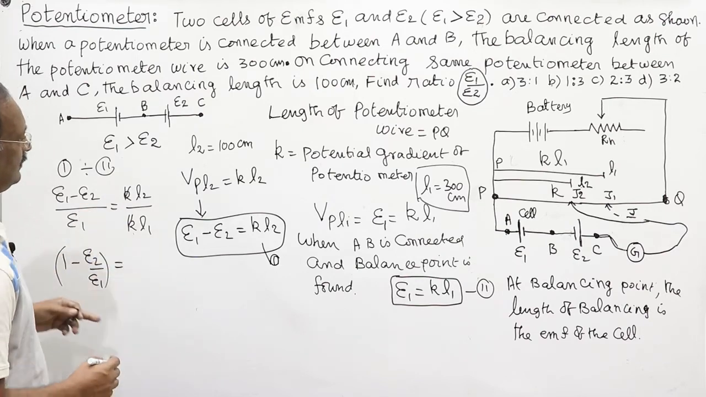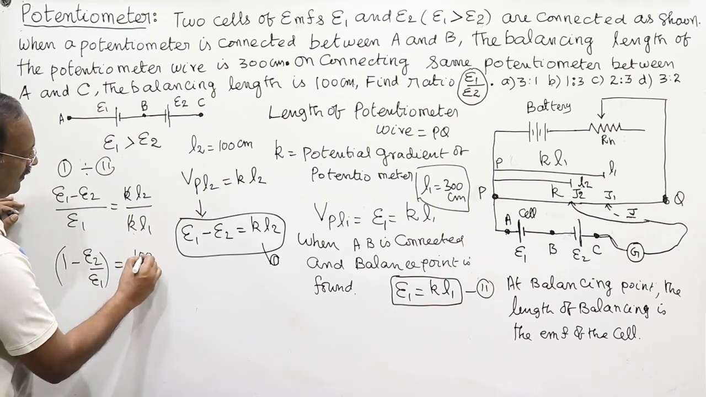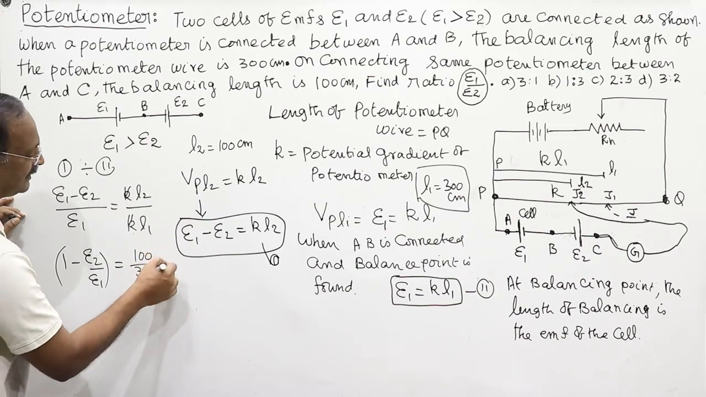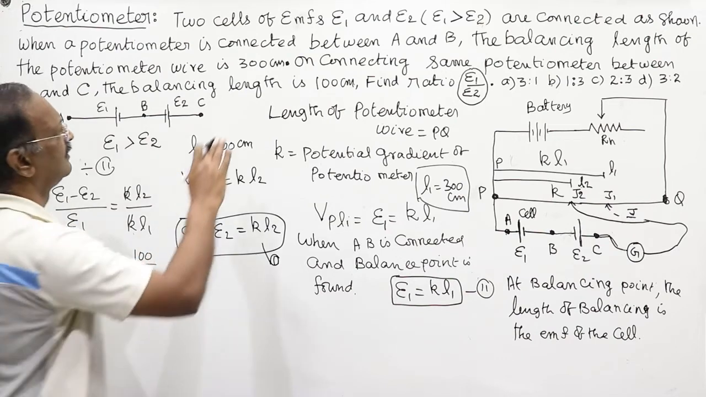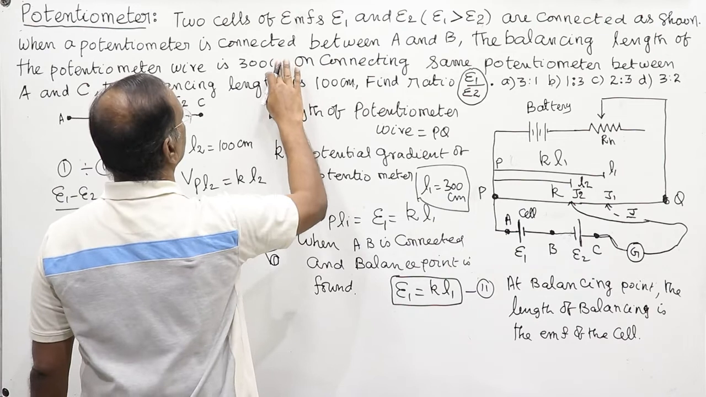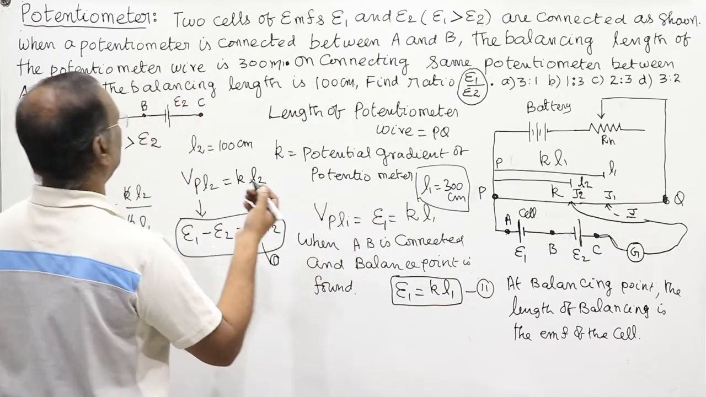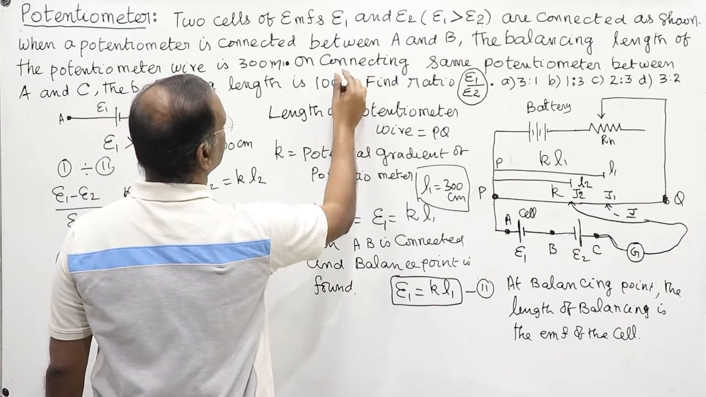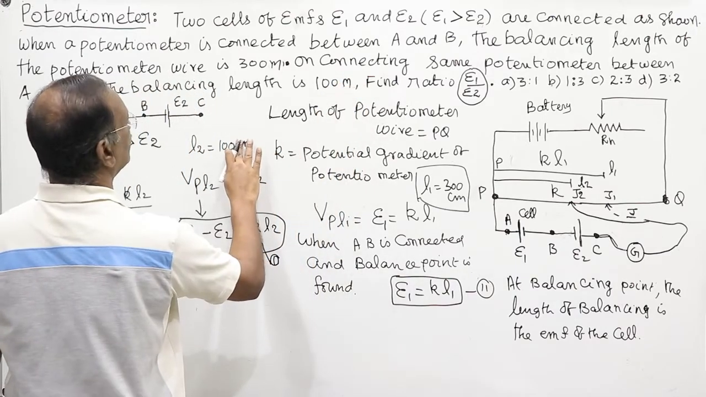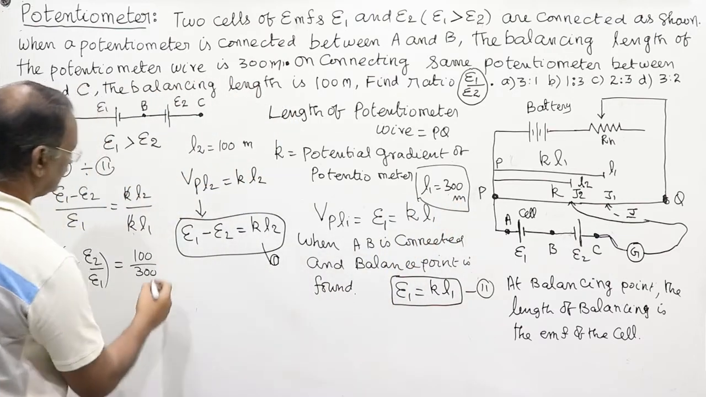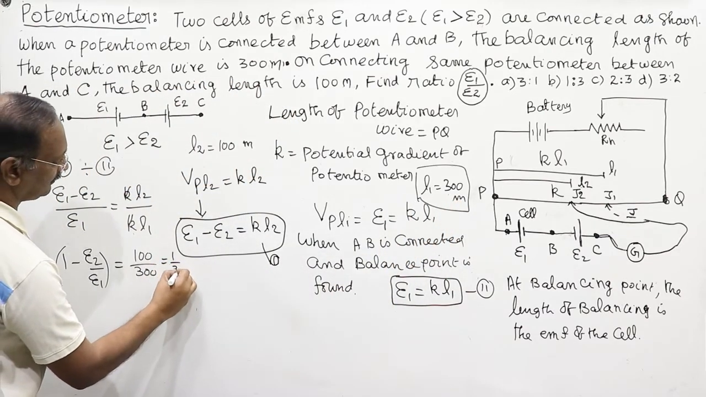What is L2? L2 is equal to 100. L1 is equal to 300. Whether it is meter or centimeter, it gets cancelled. We need not worry. Let us keep it as meter. Whether we keep it meter or centimeter, all the same, because both get cancelled. This is equal to 1 by 3.